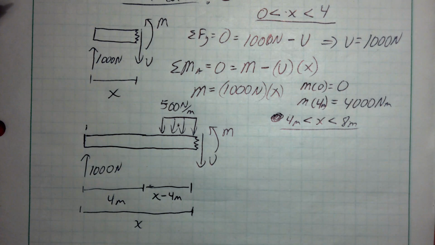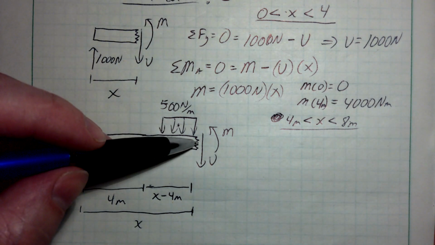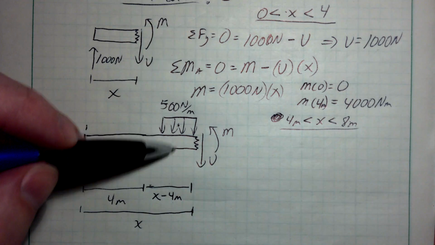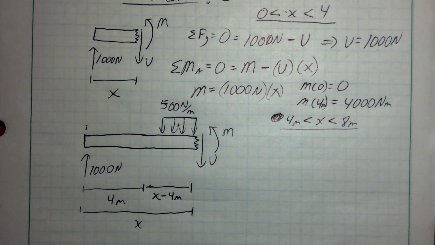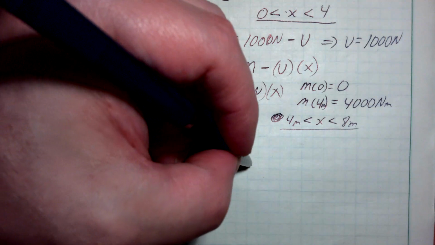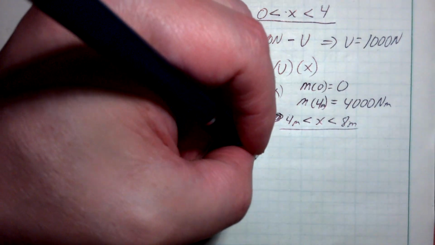point A, if I take my sum moments about point A. You could also call this point C and take your sum moments about point C, and then this maybe is a little bit easier to find. But anyway, I think we can build it. Let's go ahead and find shear first. So we can find shear.